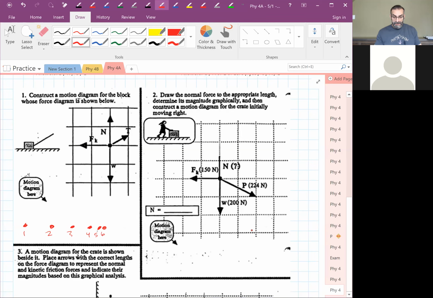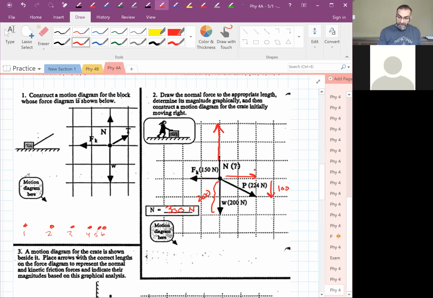So what's the value of the normal force? 300 newtons. Because we know we have 200 here, and if we break P up into a vertical and a horizontal, we have another 100 here. So we add those up, and we know we have to have 300 in this direction.